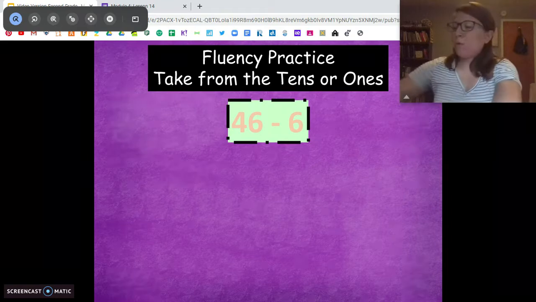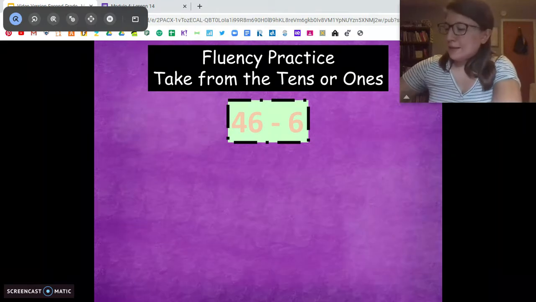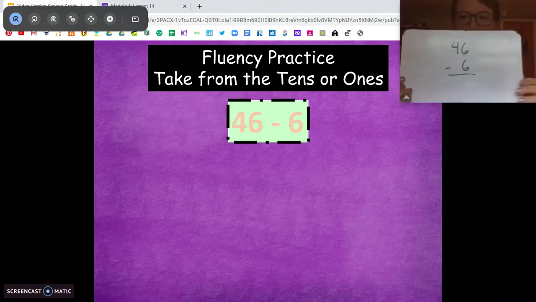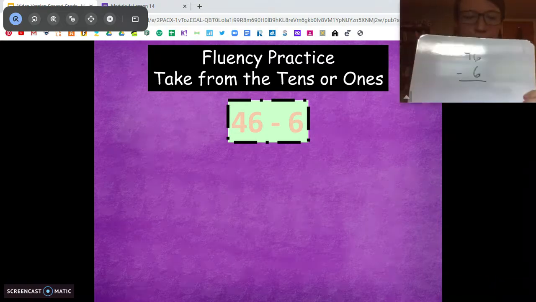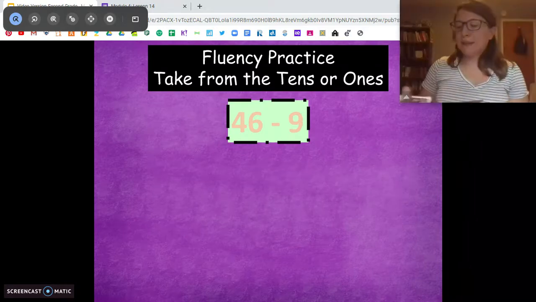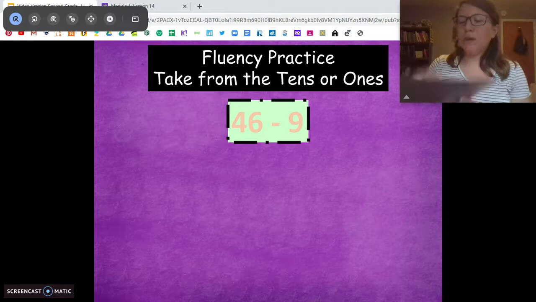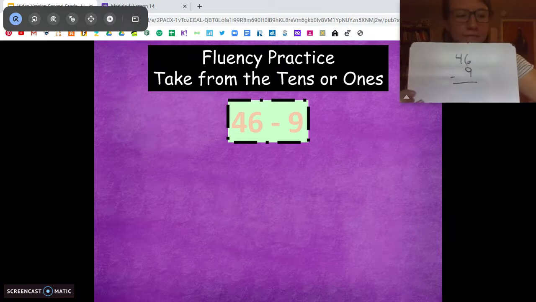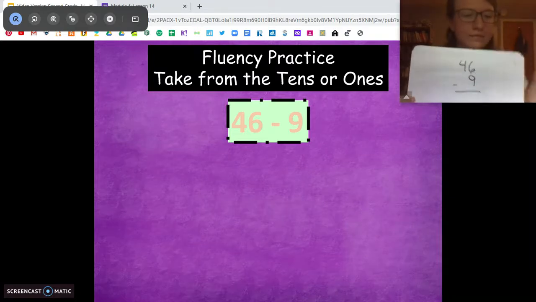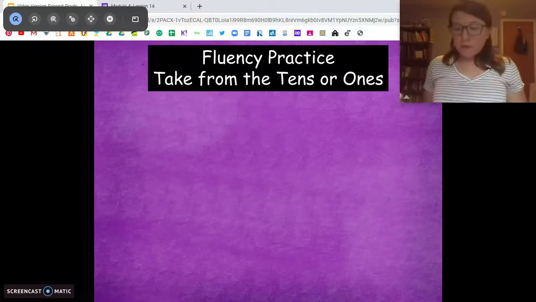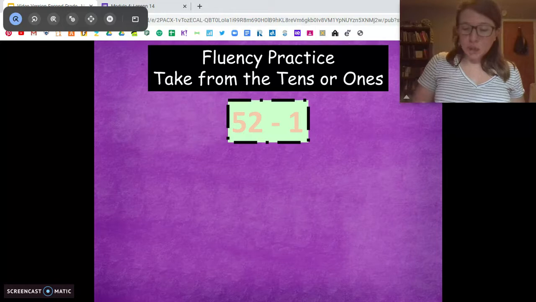So for this one, it's 46 minus 6. Now, can we take from the ones or do we have to take from the tens? Yeah, we can take from the ones. Awesome job. What about 46 minus 9? Can we take from the ones or do we have to take from the tens? Yeah, we're going to have to take from the tens. Good job.